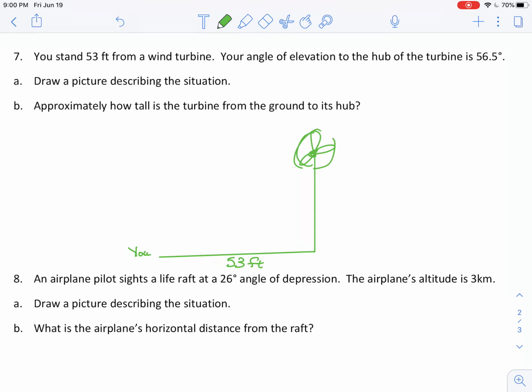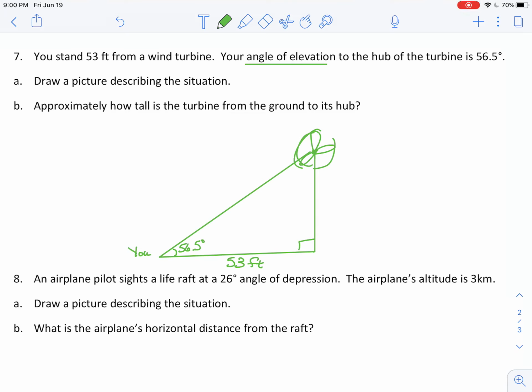And if you look straight ahead, you're not going to see the hub. You're not going to see that point in the middle that makes it spin. You have to look up to see it, which is why this is going to be an angle of elevation. So you could go horizontally, but instead you look up at this turbine. The angle at which you are looking up is 56.5 degrees. So you notice I'm labeling it from the horizontal line up.